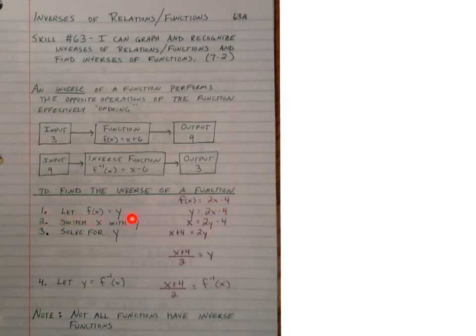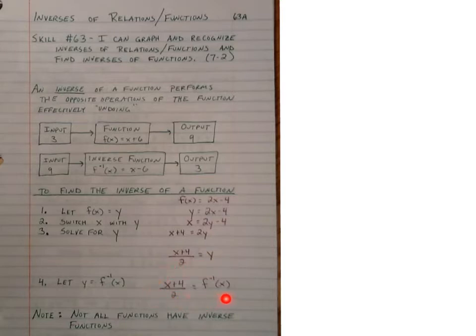The second step is we switch the x with a y. So our x becomes a y and our y becomes an x. So now we have x equals 2y minus 4. And then finally we solve for y. In order to solve this expression for y, first we add 4 to both sides, and then we divide both sides by 2. And this allows us to find the inverse.